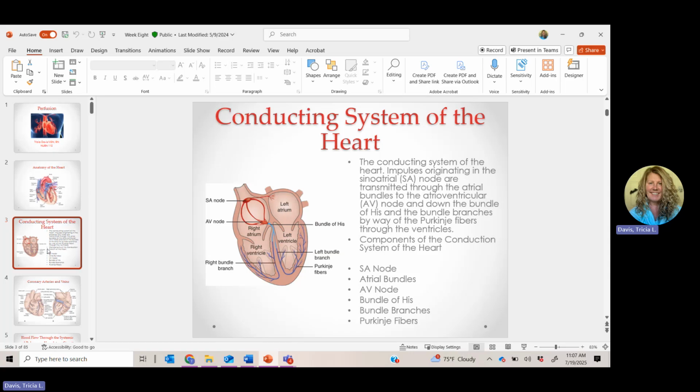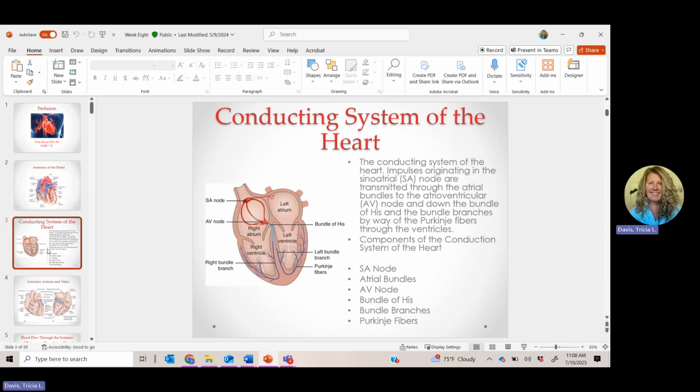When we think about the conducting system of the heart, we have to think about where it starts. It starts in an area called the SA node, which is the sinoatrial node. We think of the SA node as kind of the pacemaker of the heart. These impulses go through the SA node. They're going to travel through our atrial bundles, which you see there in the picture. Then they're going to go to the atrioventricular nodes, our AV nodes, and then they're going to make their way down what we call the bundle of His and the bundle branches.